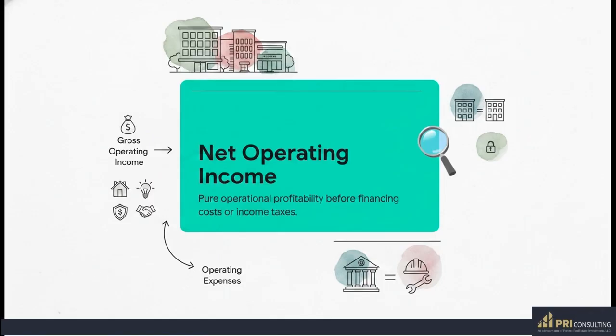NOI is absolutely vital because it tells us exactly how efficiently a property runs as a standalone business. It explicitly excludes your mortgage or any heavy capital expenditures, and that allows you to compare two properties apples to apples, entirely independent of how they happen to be financed.